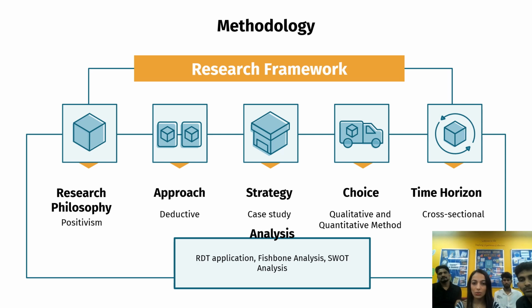A mixed method is chosen for this research, allowing for an in-depth exploration of the issues at hand. The study is cross-sectional, focusing on a specific point in time to capture the immediate impact of these disruptions. For analysis, we apply several tools, including resource dependence theory, fishbone analysis, and SWOT analysis, to gain a comprehensive understanding of the factors influencing supply chain challenges and to propose actionable recommendations. Table shows the types of data sources.